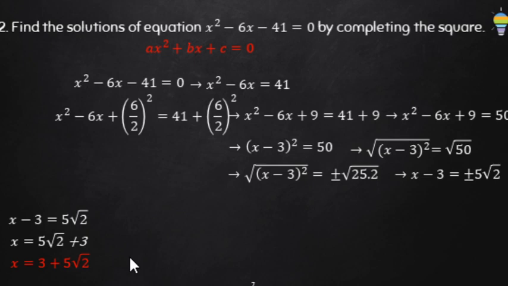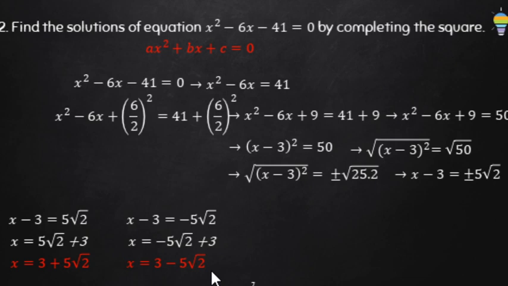For the other solution, we have x minus 3 is equal to negative 5 square root of 2. We transpose negative 3 to the right side of the equation. So we have x is equal to negative 5 square root of 2 plus 3. The simplified form is 3 minus 5 square root of 2.